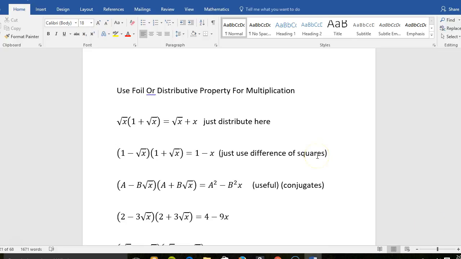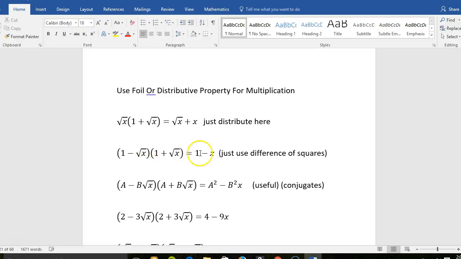Now, here's a bit of a change of the guard. Let's say we use FOIL or the distributive property for multiplication. If you distribute radical x through these parentheses here, radical x, by radical I mean square root, so radical x times 1 is radical x. Now the square root times the square root is just x itself. In other words, radical x times radical x is x itself. Remember the distributive property: you multiply both of these on the inside by the one on the outside.